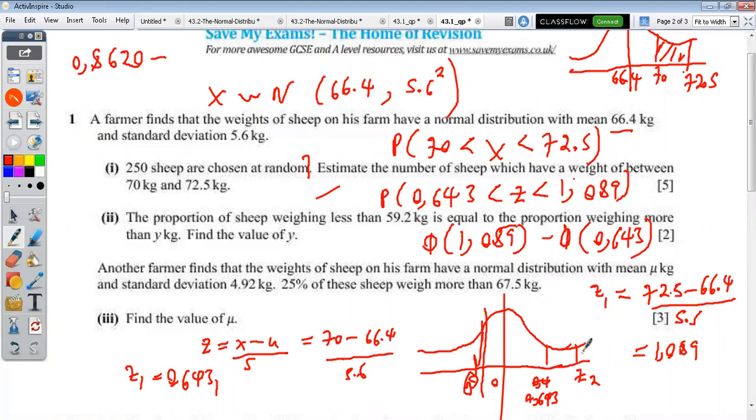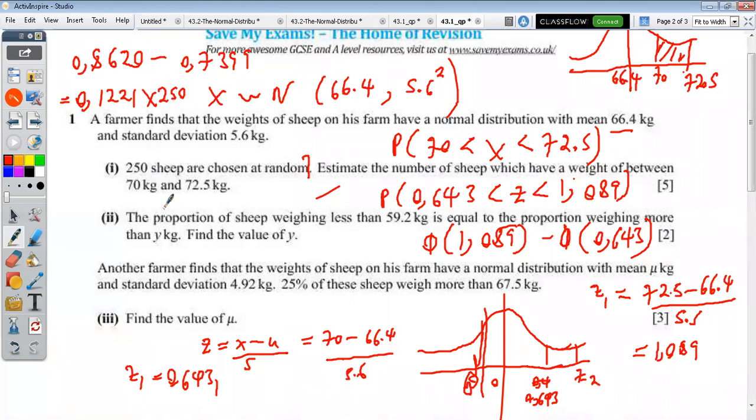0.7399. What did you get when you subtract that? That's the probability, the first part. What? 0.1221. Probability multiplied by the number of sheep.